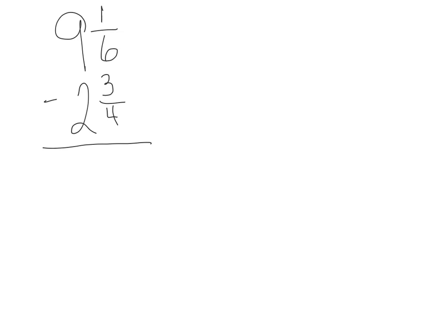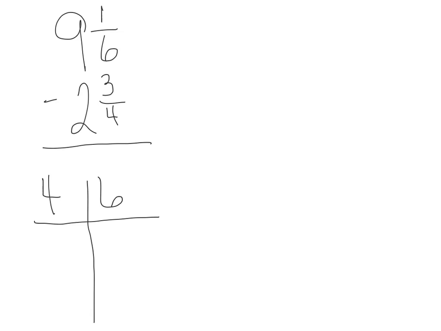The first thing that I'm going to do with my two mixed numbers is find a common denominator that I can use so that I'm able to subtract the two fractions easier. So the first thing I want to do is find out what are the common multiples of 4 and 6.